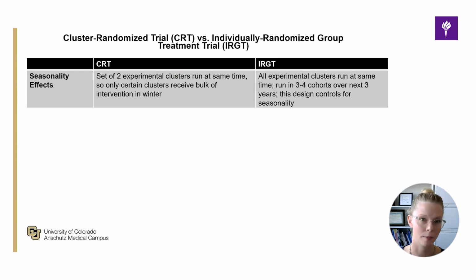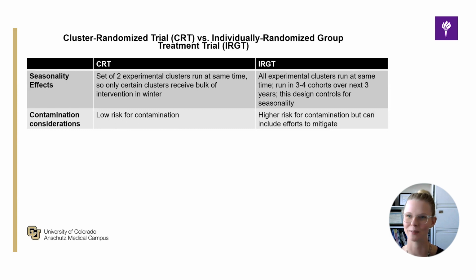So when comparing the two, this is a table I actually put together for a meeting with my mentorship committee of all the different things that I wanted to consider. First was seasonality effects. When we're doing a cluster randomized trial, we're running 2 experimental clusters at the same time. And so only certain clusters will receive the bulk of the intervention in the winter, which could be problematic when we're asking people to make changes in diet and physical activity. Whereas with the IRGT, all experimental clusters are run at the same time, and that design controls for seasonality. So then we have everyone in every experimental condition being exposed to the intervention at different seasons, which I really like.